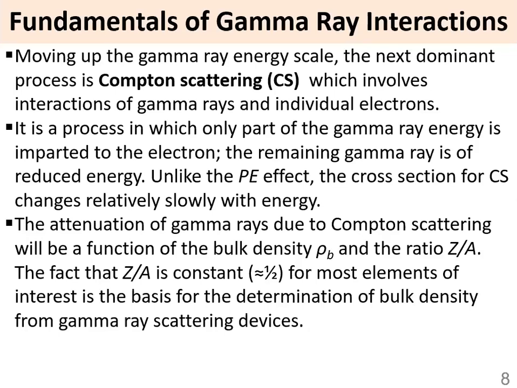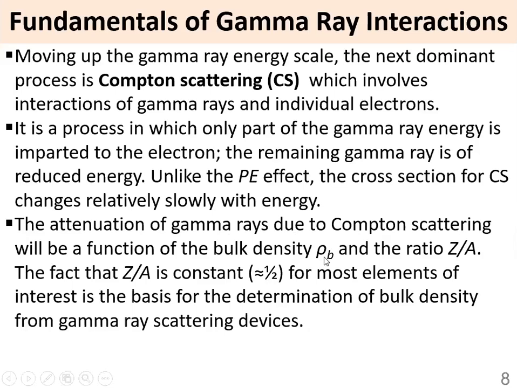gamma ray bounces off the material in the form of reduced energy. Unlike the photoelectric effect, the cross-section for Compton scattering changes relatively slowly with energy. The attenuation of gamma rays due to Compton scattering will be a function of bulk density.